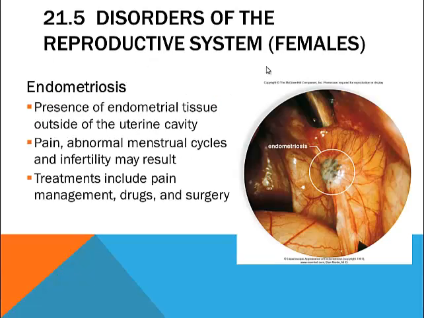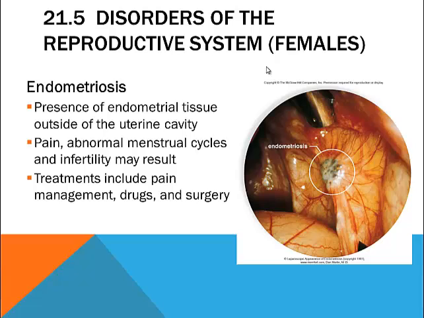Our first female reproductive system disorder is endometriosis. This is the most common cause of pelvic pain in women. It affects 10 to 33% of women ages 25 to 35 years old. Endometriosis is the presence of endometrial tissue outside of the uterine cavity. It can be found on the ovaries, oviducts, or any other abdominal organ. It causes pain, abnormal menstrual cycles, and infertility.